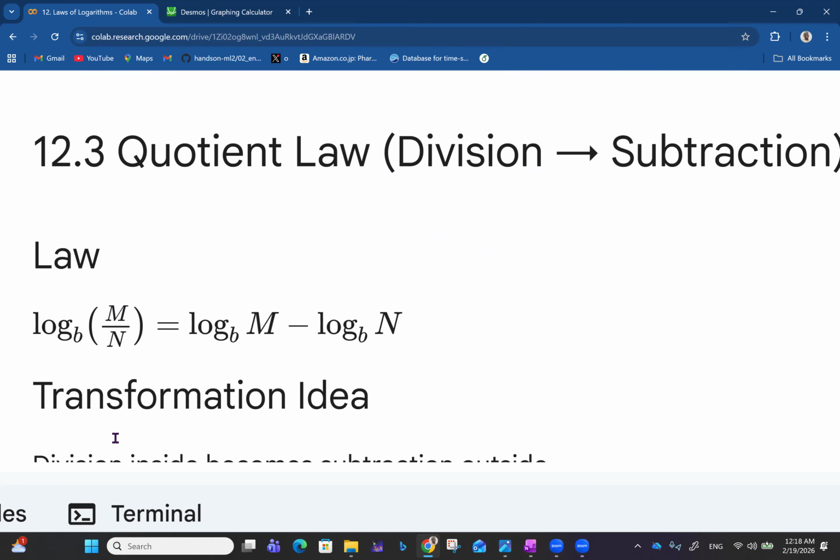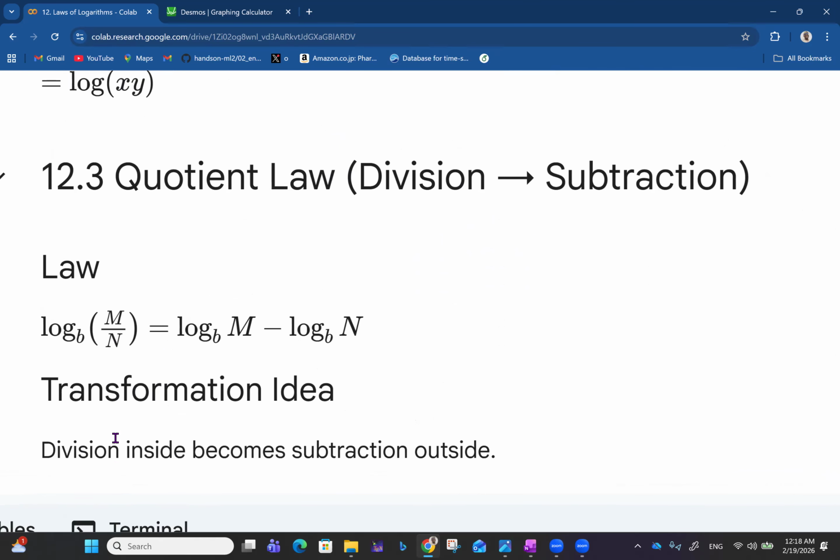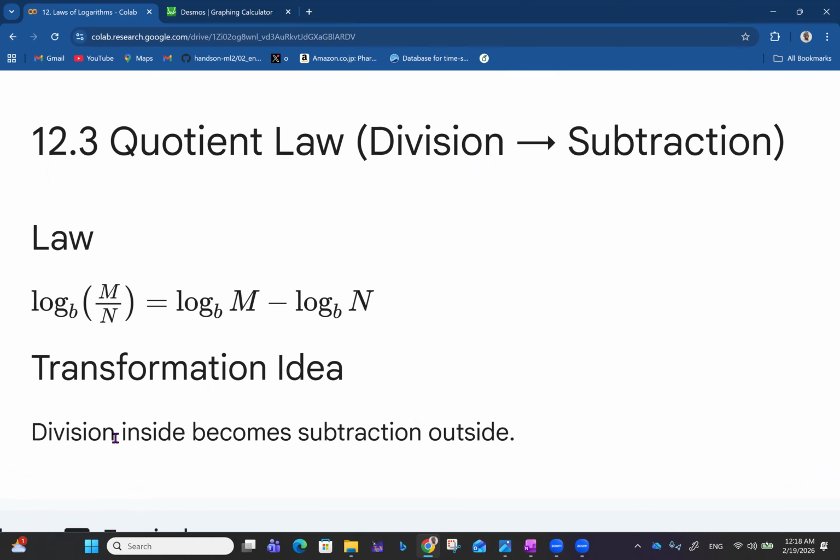So then we go for the quotient law. The quotient law transforms division inside logarithm into subtraction outside it. For instance, the law says that the logarithm of m divided by n to base b is the same thing as logarithm of m to base b minus logarithm of n to base b. The transformation idea is that division inside logarithm becomes subtraction outside logarithm.